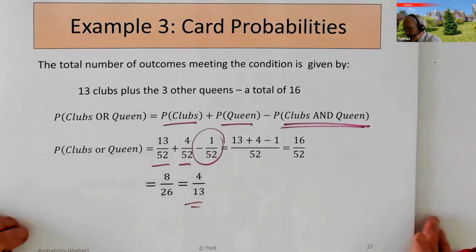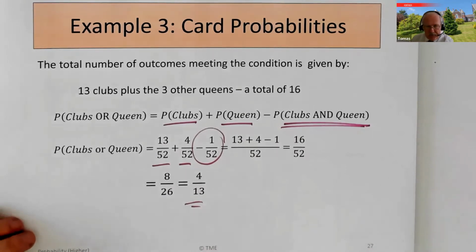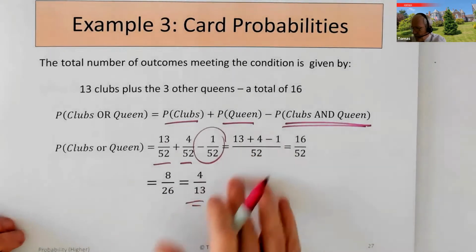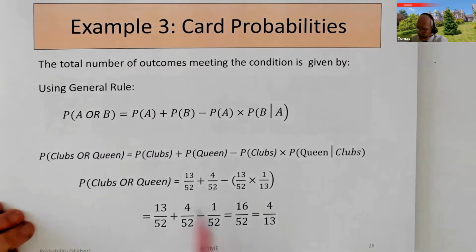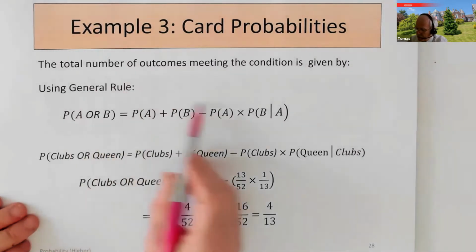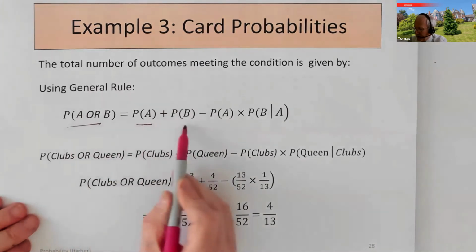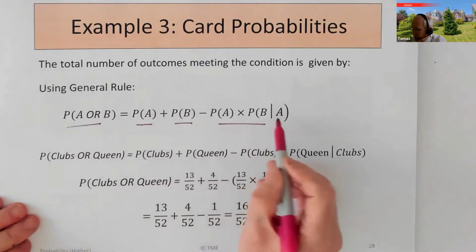So I just did those questions twice, showing that you can do it off the top of your head and get a feel for it, or you can use the actual formulae that are there. So the total number meeting the condition, P(A or B), is P(A) plus P(B) minus P(A) times P(B given A).